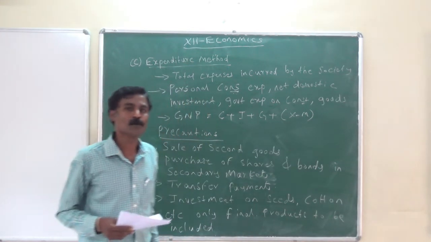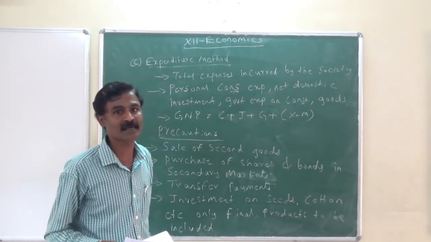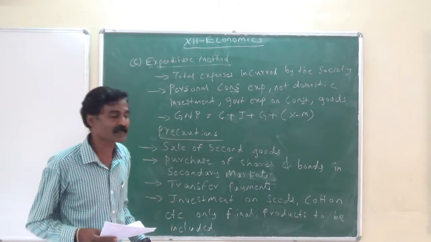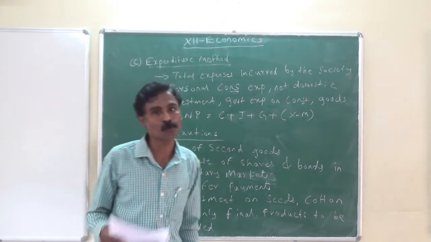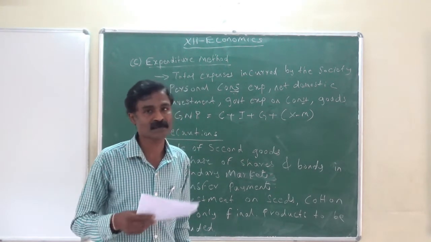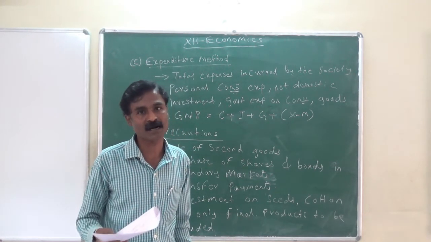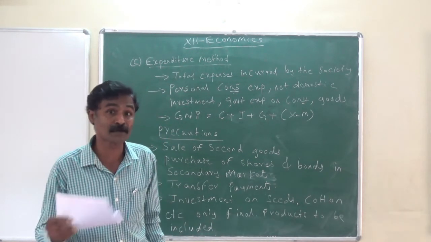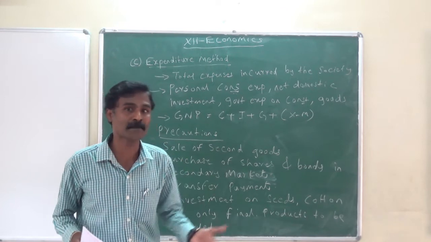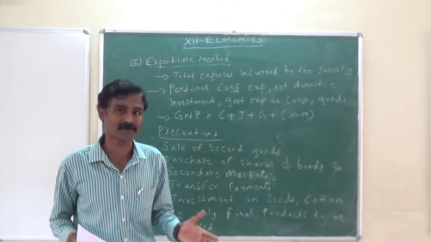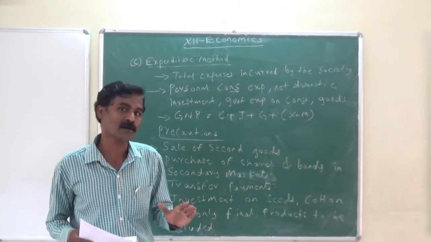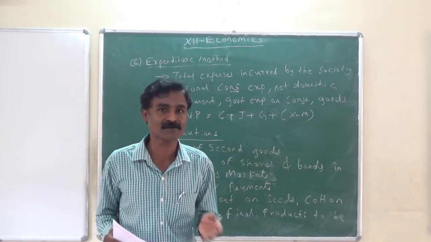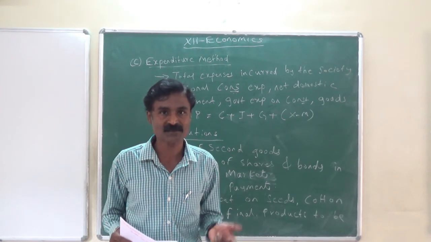Next, we'll see some of the precautions to be taken under the expenditure method. Some of the precautions are the sale of second-hand goods. As I told you again, the sale of second-hand goods such as vehicles, cars, etc. Next, the purchase of shares and bonds from the secondary market, that is from brokers, is not to be considered. The next is transfer payments, like social security, pensions, etc.